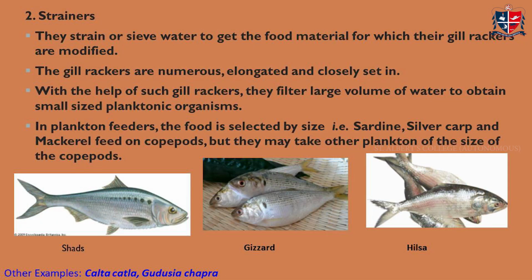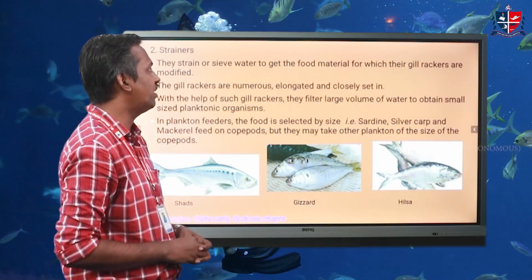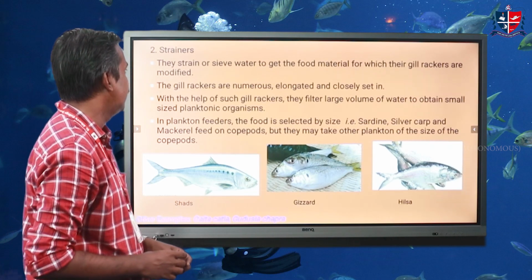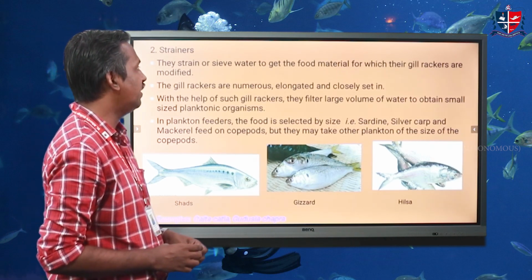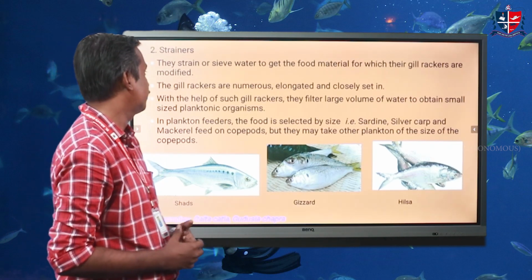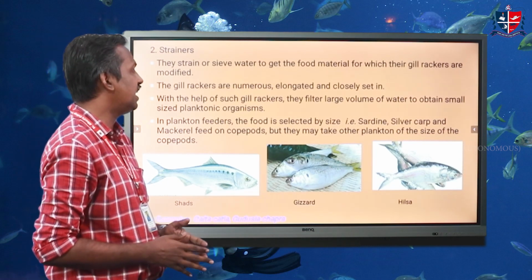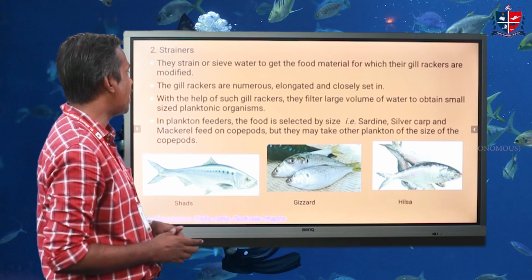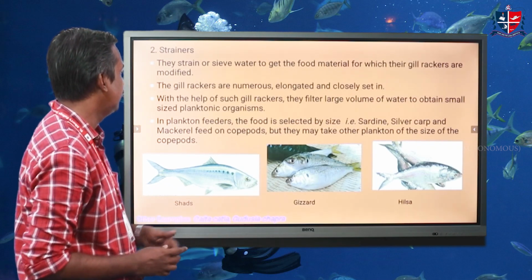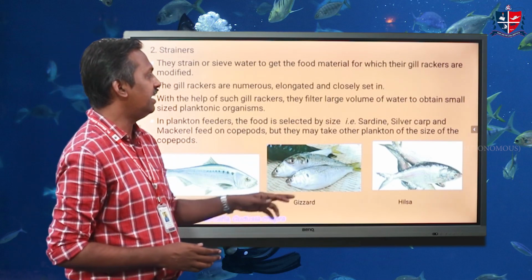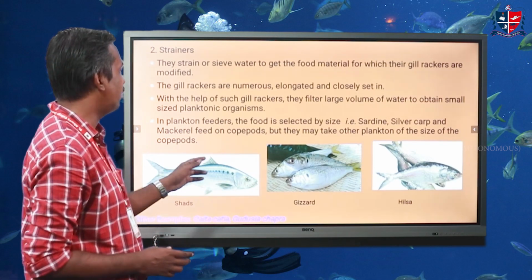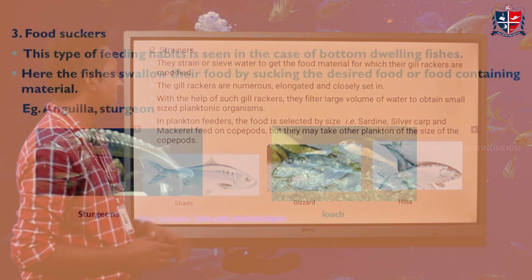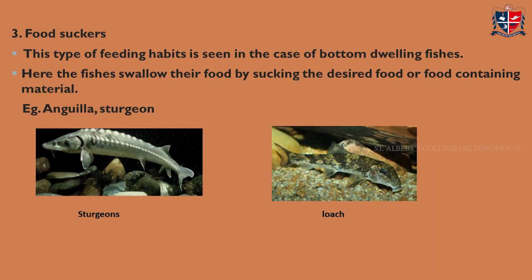The second one is strainers. They strain or sieve water to get the food material, for which their gill rakers are modified. The gill rakers are numerous, elongated and closely set. With the help of such gill rakers, they filter large volumes of water to obtain small-sized planktonic organisms. The typical examples are sardines, silver carp, and mackerel, which feed on copepods, but they also take other plankton of the size of the copepod.